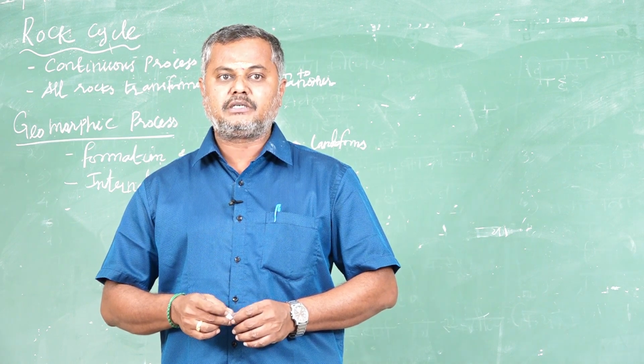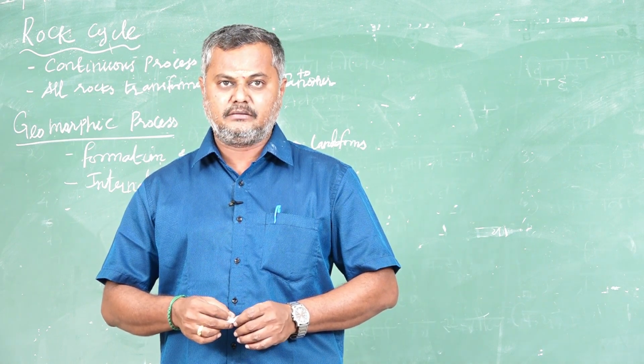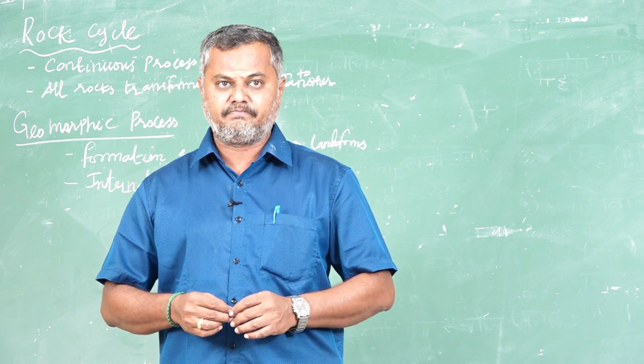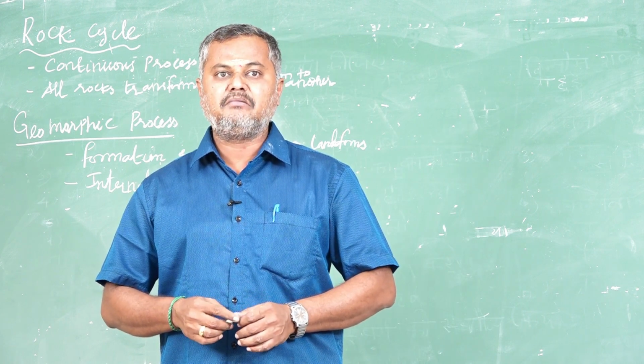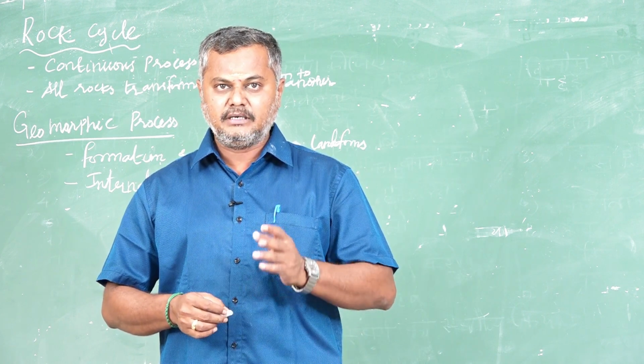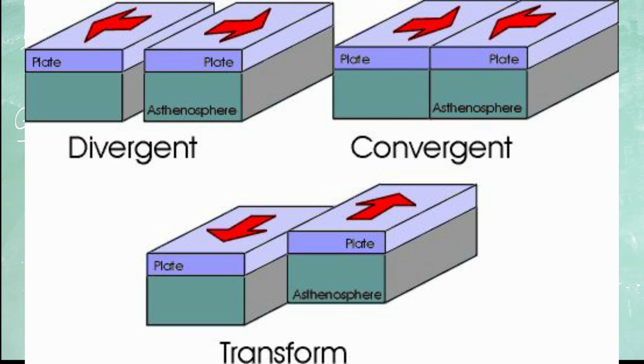Next one is types of plate boundaries. What are the types of plate boundaries? First one is convergent boundary. Convergent boundary is where the plates move towards each other and sometimes a plate skips under another. This location where the sinking of a plate occurs is called a subduction zone. Next one is divergent boundary.